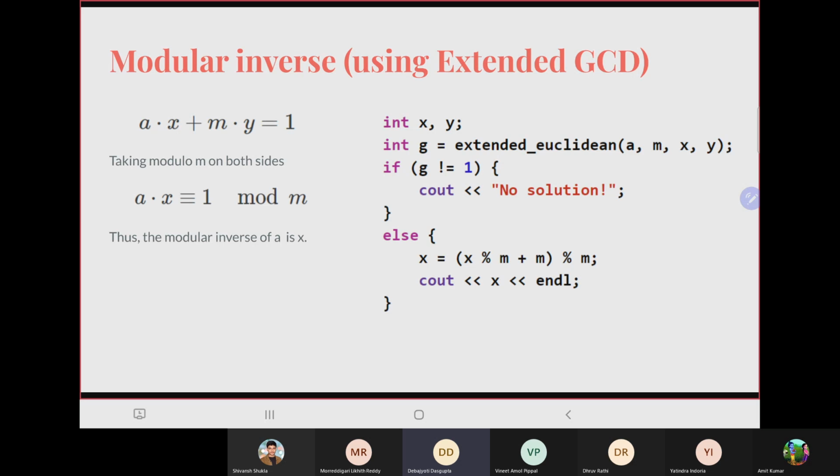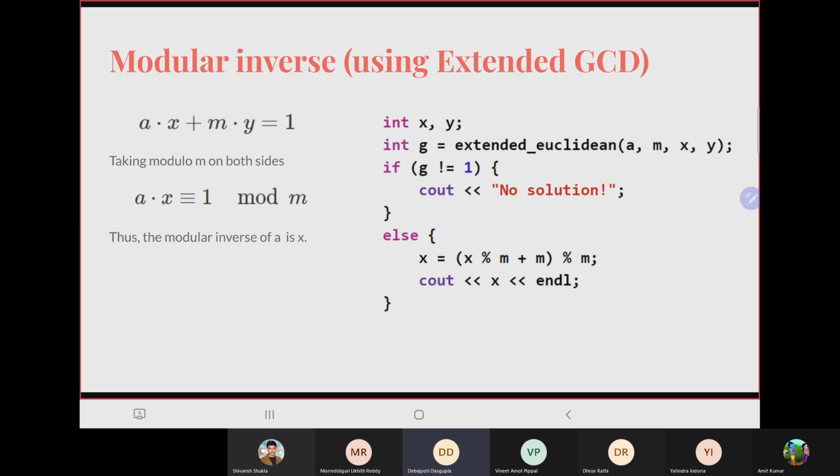So once you get back X and Y, you see the GCD. Obviously, if GCD is not 1, basically if M and A had some common divisor, then there is no solution. I had already shown that it can be proven that only when A and M are co-prime integers can you find the modular inverse.